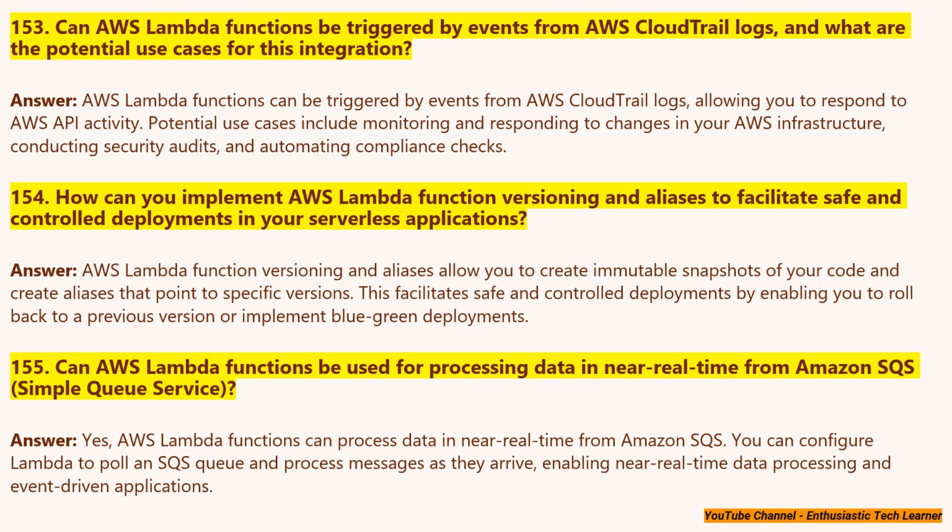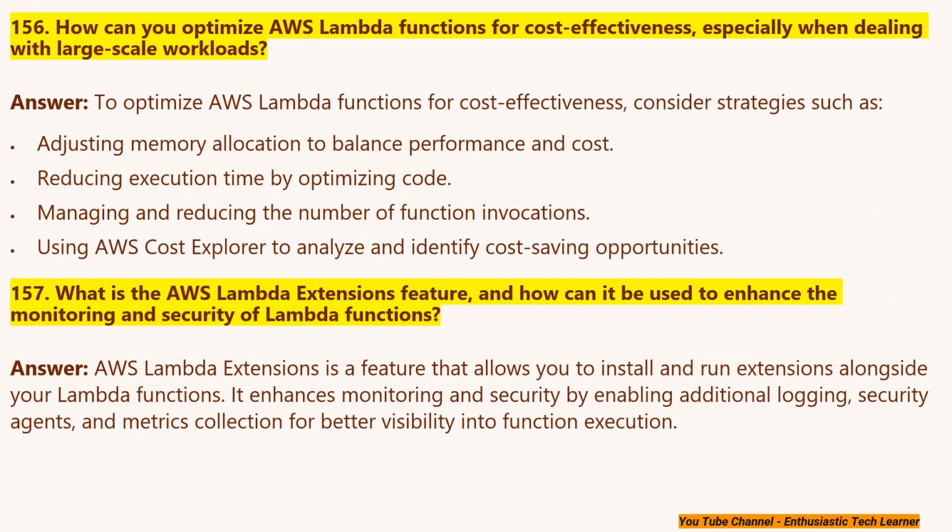How can you optimize AWS Lambda functions for cost-effectiveness, especially when dealing with large-scale workloads? To optimize AWS Lambda functions for cost-effectiveness, consider strategies such as adjusting memory allocation to balance performance and cost, reducing execution time by optimizing code, managing and reducing the number of function invocations, and using AWS Cost Explorer to analyze and identify cost-saving opportunities.